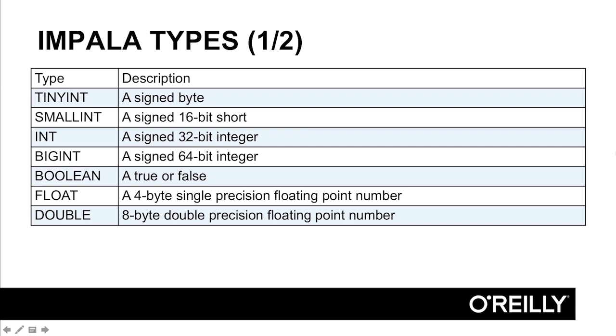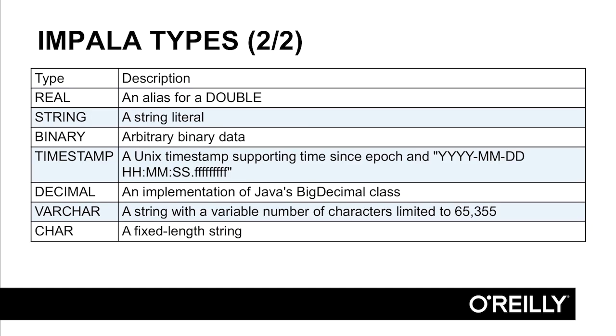Now you may be wondering what sorts of types Impala actually supports. So let's go through those. First off, we have a tinyint, which is a signed byte. Then we have a smallint, which is a 16-bit short. Then we have an int, that's a 32-bit integer. A bigint is a 64-bit integer or long. We have a boolean type. We have a float, which is 4-byte. Then we have a double, which is 8-byte precision. Following that, we have real, which is an alias for double, the type that we just discussed.